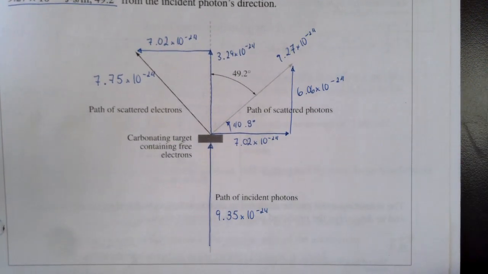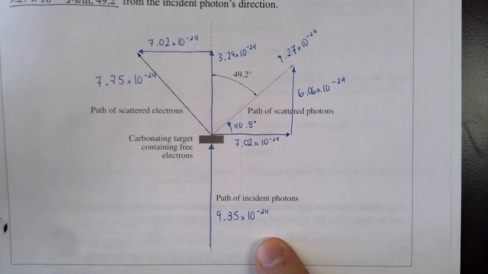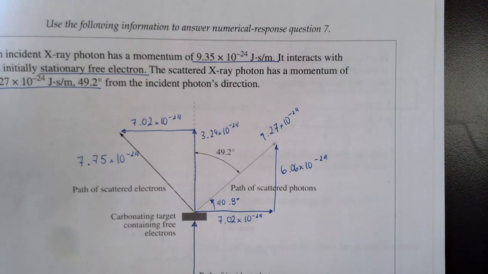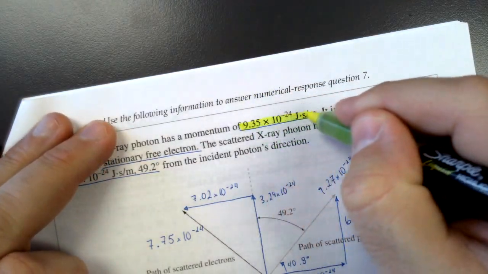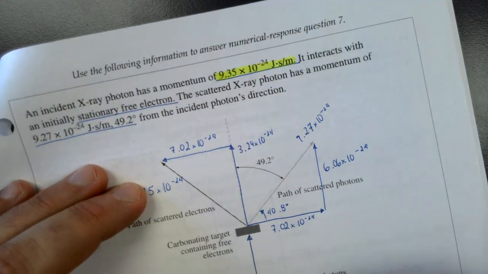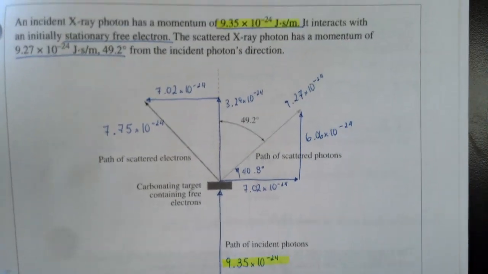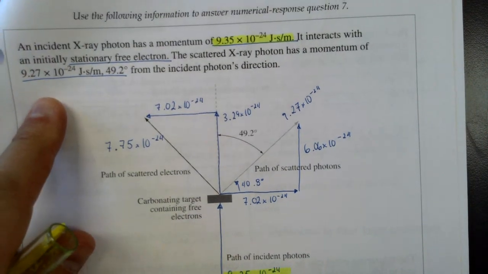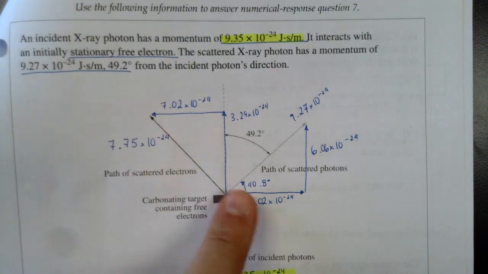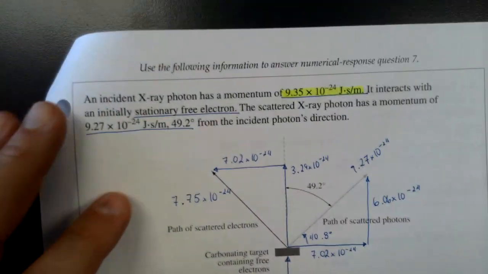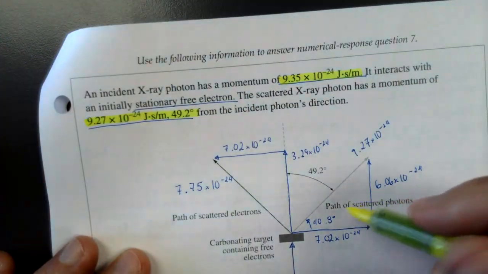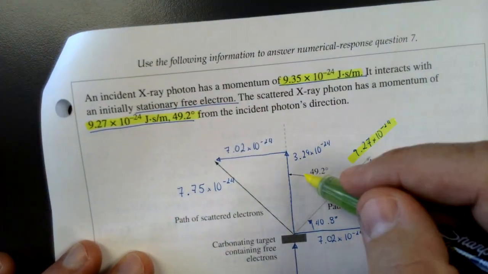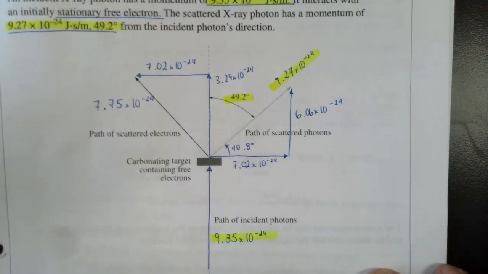Okay, here's what we know. We know the momentum of the initial photon coming in. So they've told us this value, and I've got it right here. Secondly, they also tell me the momentum and the angle of the scattered photon. So they've told me this, which I've put right here, and I recognize that corresponds to this angle.